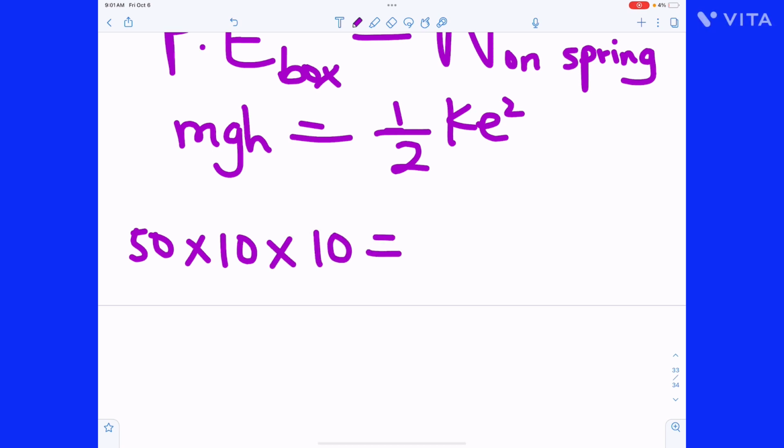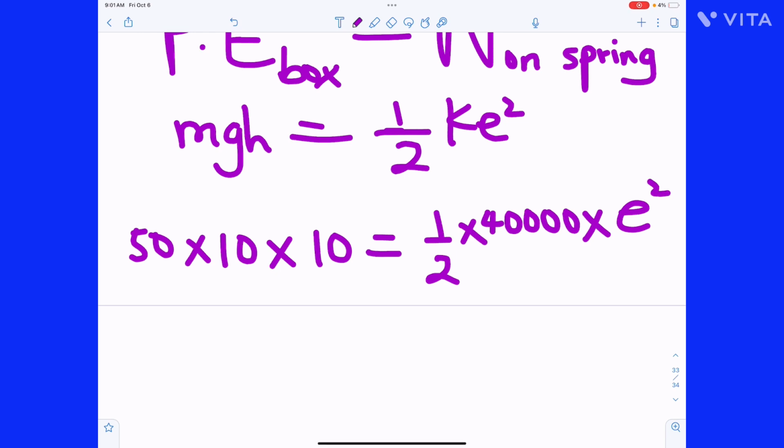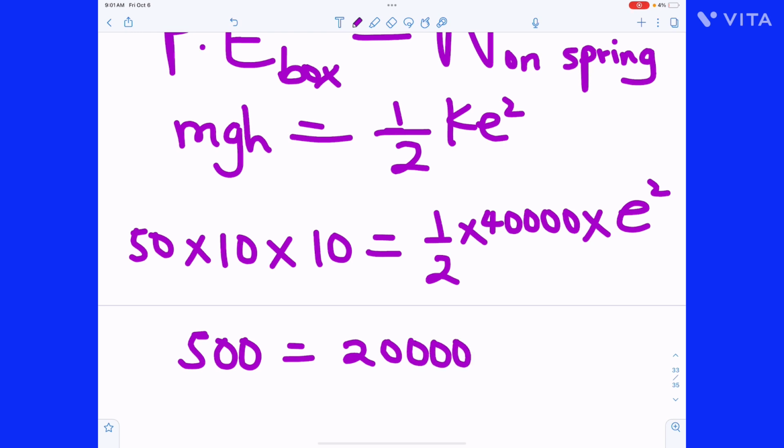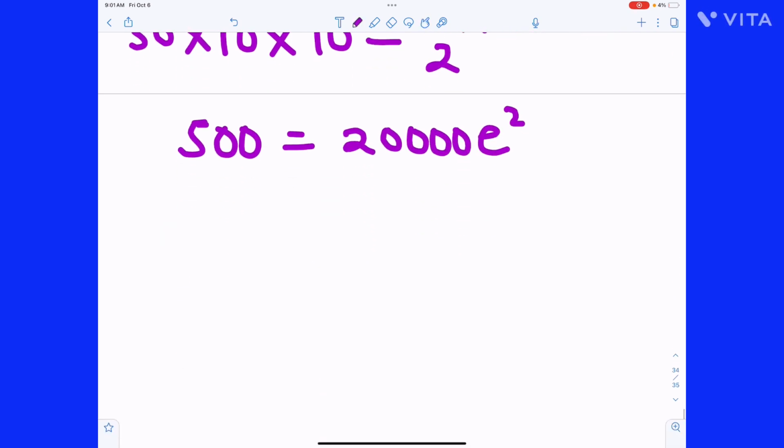It is at a height 10 meters above. Half times 40,000 times e squared. Okay, it is e we are looking for. So this should give us 500 is equal to 20,000 e squared. So what does that get you?